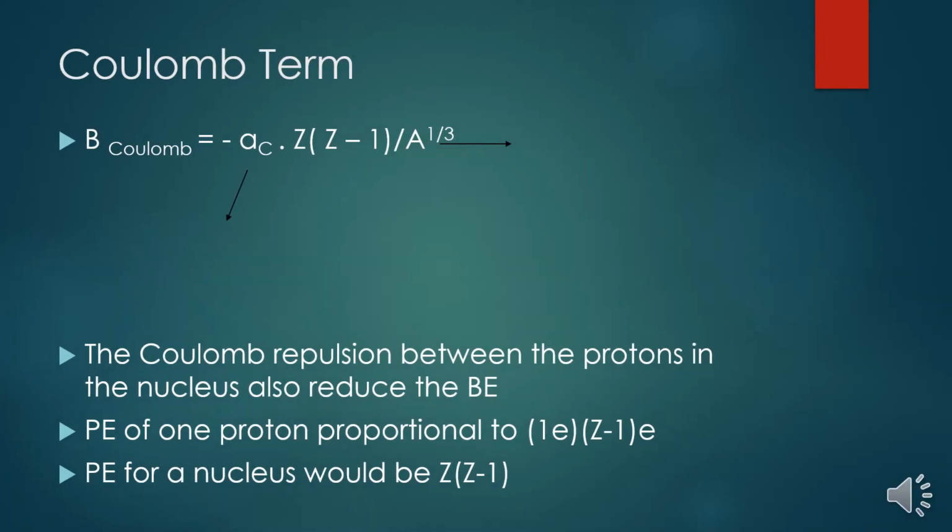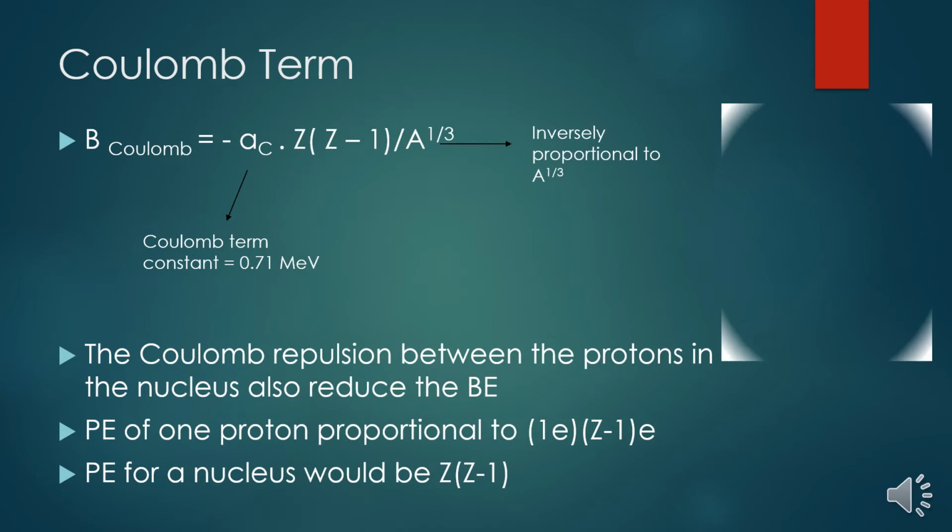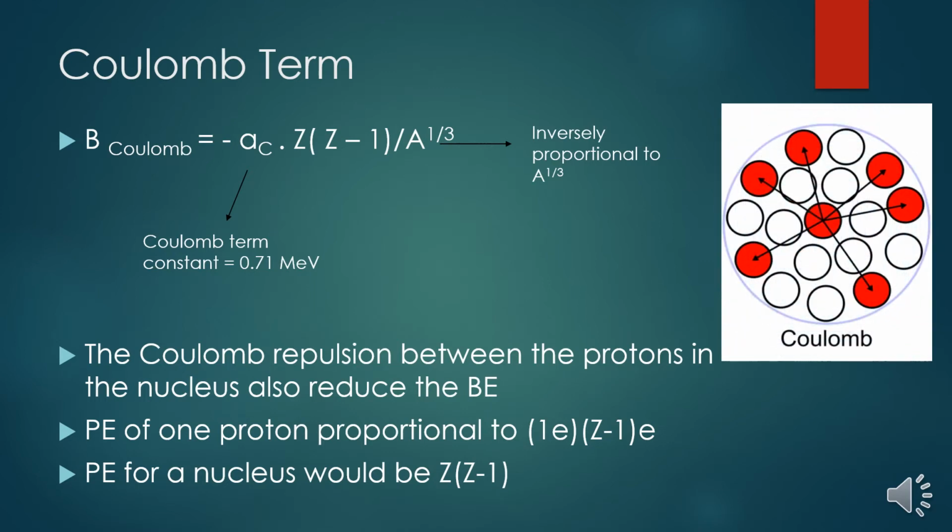The next term is the Coulomb term. The Coulomb repulsion between the protons in the nucleus also reduces the binding energy. The Coulomb potential energy is proportional to the square of the nuclear charge and inversely proportional to the nuclear radius.